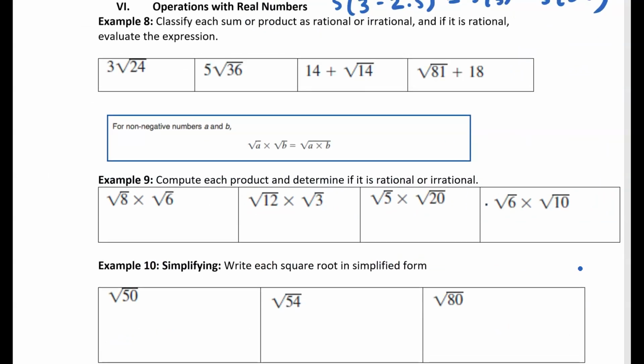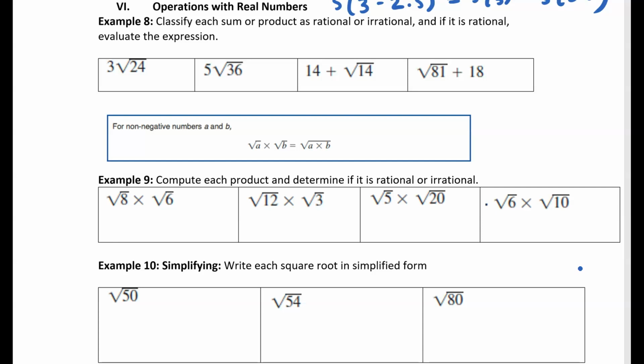So let's go ahead, and we just got a couple more here. We're going to do some operations with square roots. And keep in mind, if you were taking an algebra class, you could spend a whole month talking about square roots. We're really just touching on this as a quick review and refresher. So example 8, classify each sum or product as rational or irrational, and if it is rational, evaluate the expression. We'll do the property after we're done with this example.